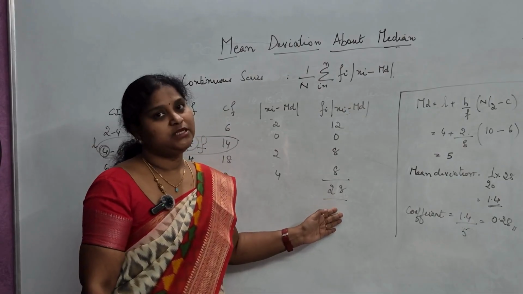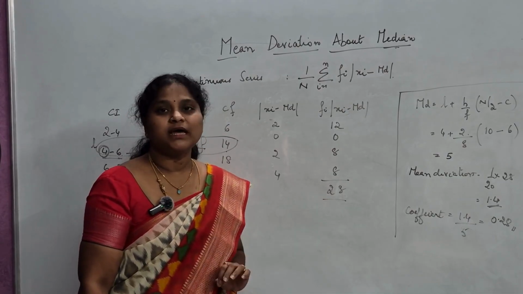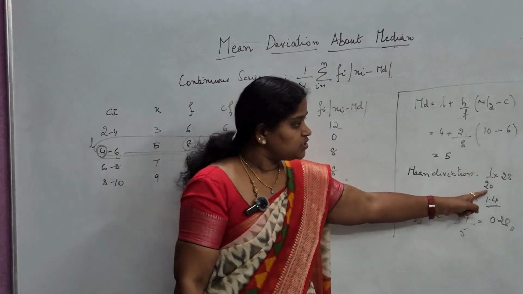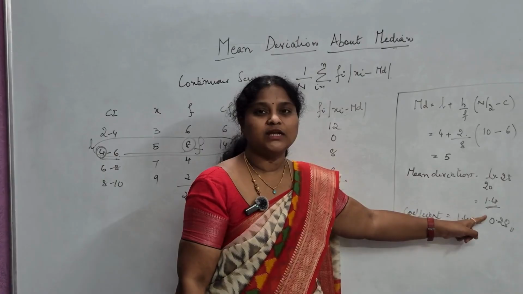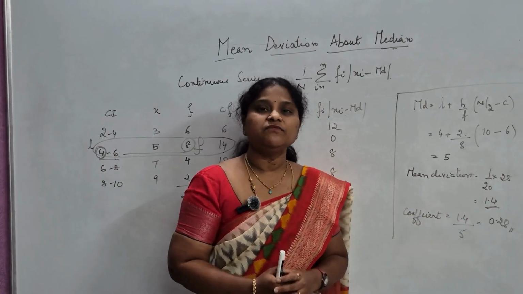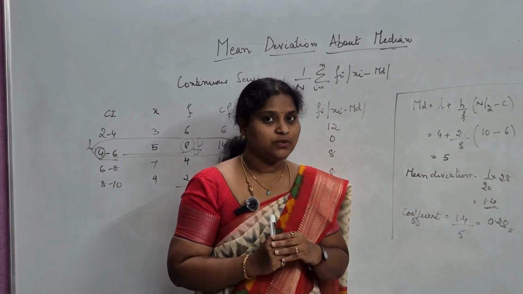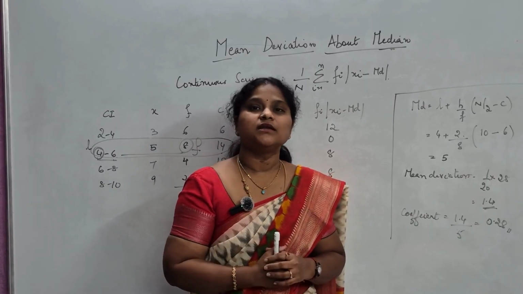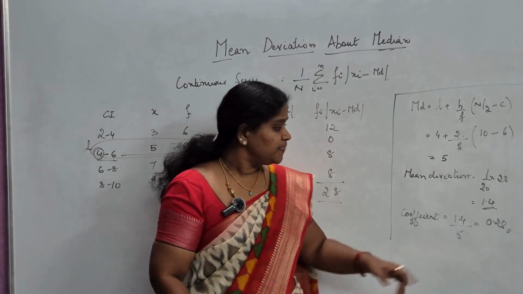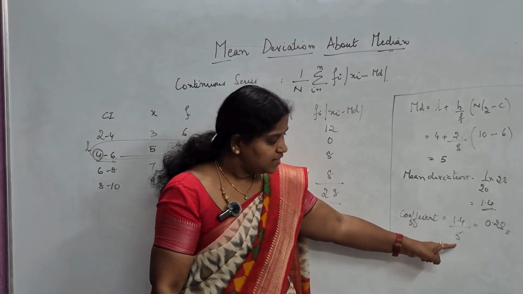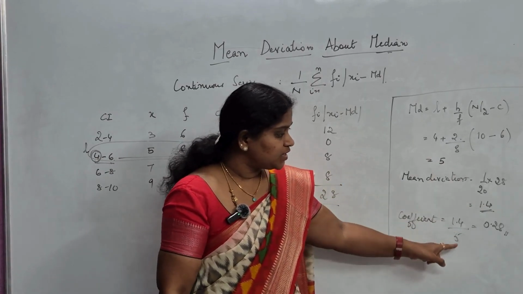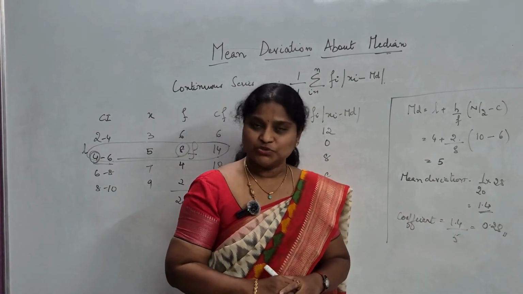Substitute in the formula of mean deviation, that is equal to 1 by capital N sigma fi mod xi minus median, that is 1 by 20 into 28 to give the value 1.4. So the mean deviation about median is equal to 1.4, which is the absolute measure of mean deviation, whereas the relative measure of mean deviation will be the mean deviation about median divided by the median value, which is 1.4 divided by 5 to give 0.28.